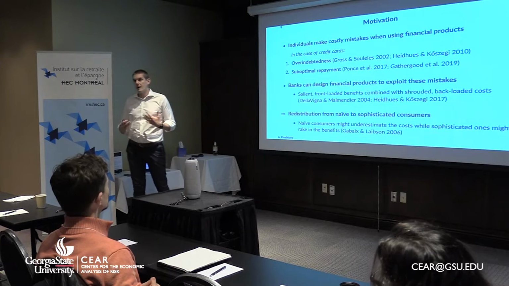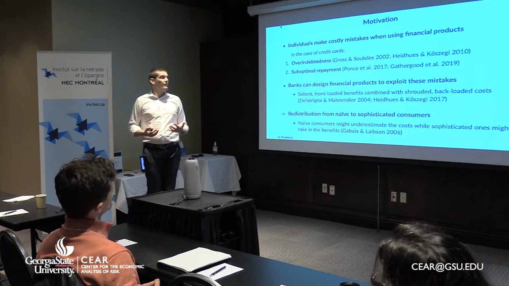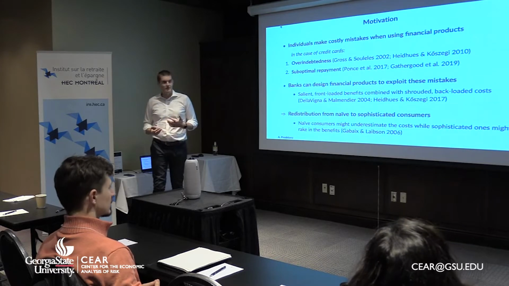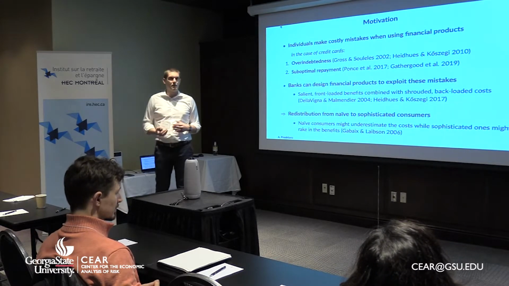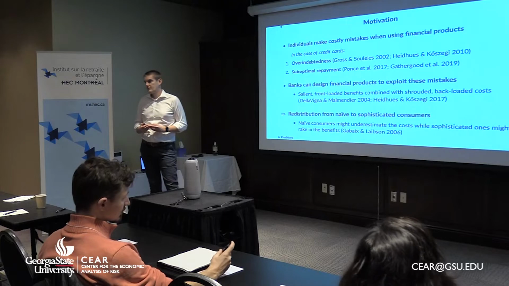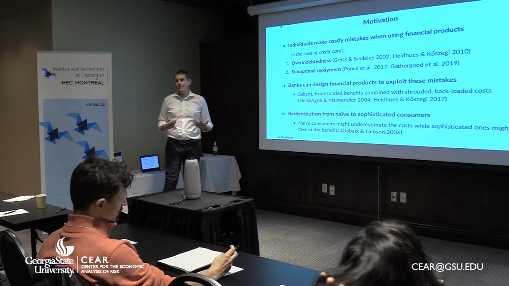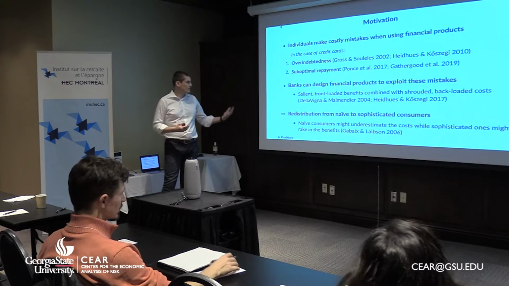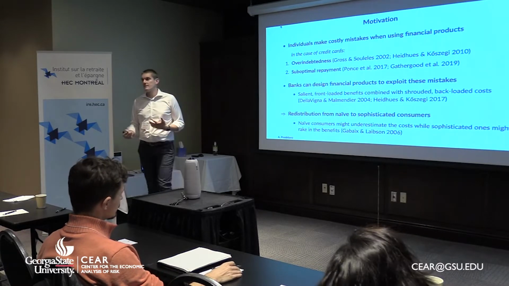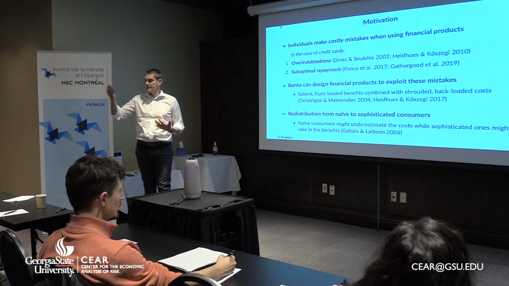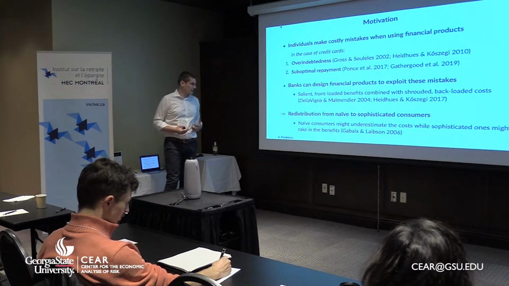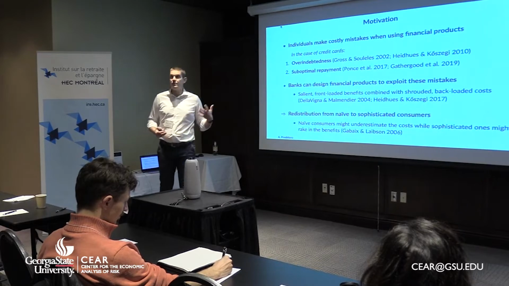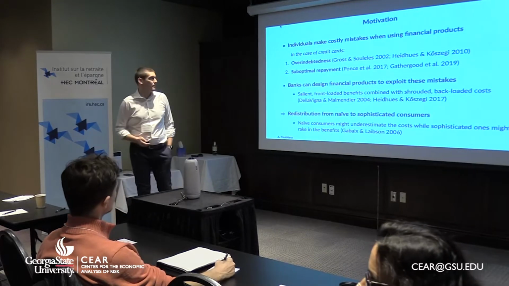On the other side of the market, banks can design financial products exactly to exploit these financial mistakes, and so provide, for instance, salient and front-loaded benefits combined with shrouded and back-loaded costs. And so in this case, they can take advantage of the fact that people make financial mistakes. You put the two things together, and there is literature showing that there could be a redistribution from naive to sophisticated borrowers. The example of the mortgage market is one, but again, it came out in the discussion earlier on. The intuition is the Gabaix-Laibson paper.